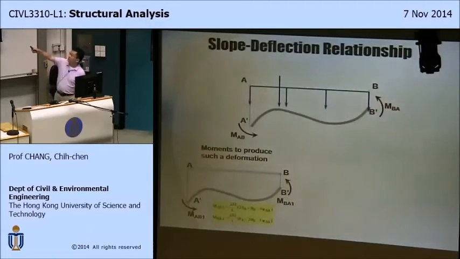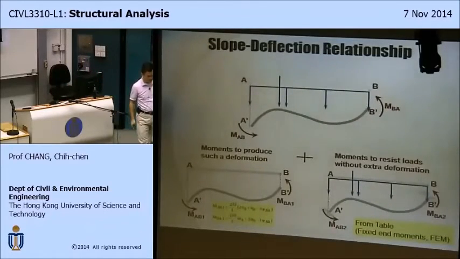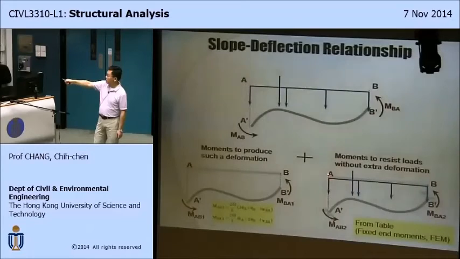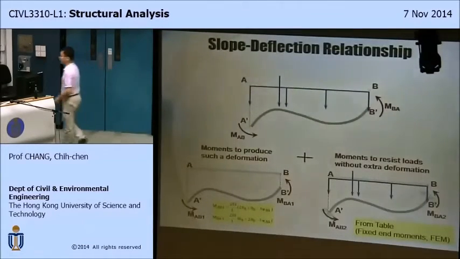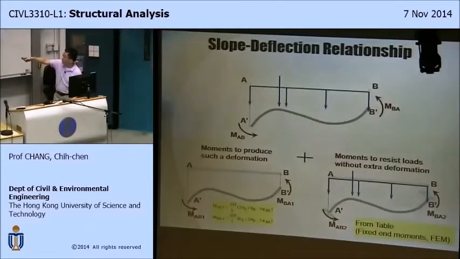Now, we say that this case is a superposition of that plus this so-called fixed end moment that we expect to get from the table. So this is just coming out from the lookup table. You are going to get it from the clamped beams under a set of external forces. What are the moments produced at the clamped ends? So that's called fixed end moment. All right, superimposed. Here we go. This one adds up with that one. This one adds up with that one.